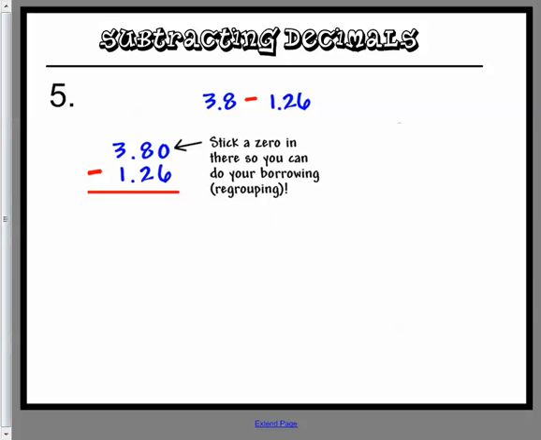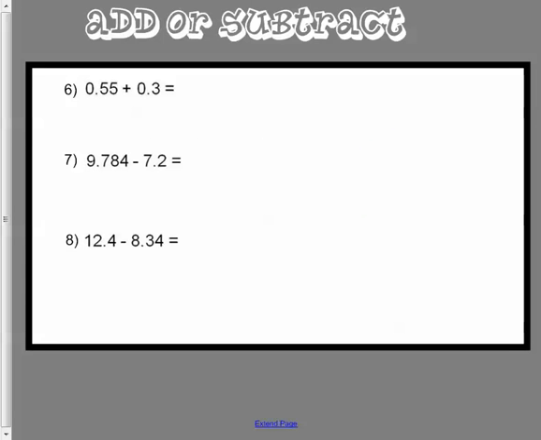Okay, you should have paused the video and tried this. I'm going to show you what I did. I borrowed a 10 from the 8 to make it a 7, and I made the 0 into a 10. Now I can subtract 6 from 10 and get 4. 7 minus 2 is 5, bring down my decimal point, and 3 minus 1 is 2. Okay, let's do a couple more where you try them. Go ahead and add or subtract these for me, and I'll be back in just a second to show you what I did. I should see 6, 7, and 8 in your notebook.